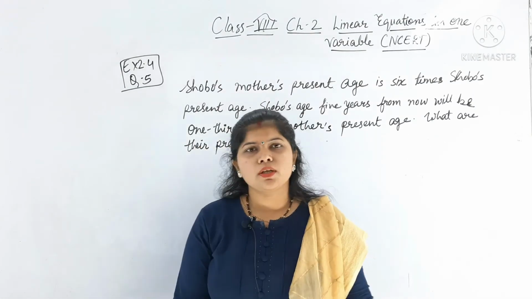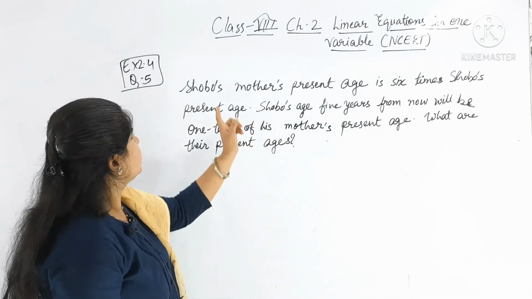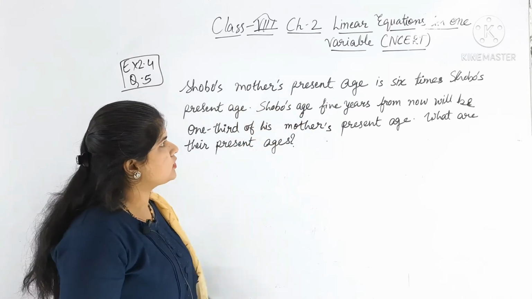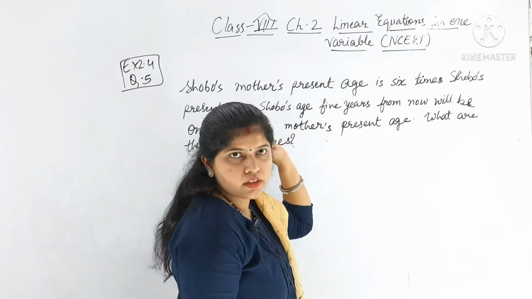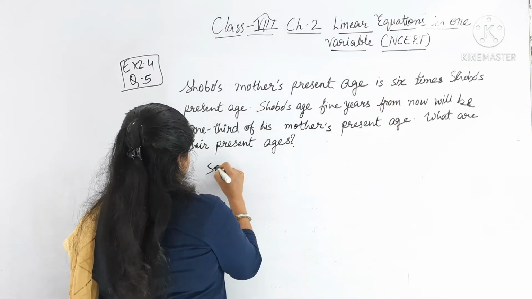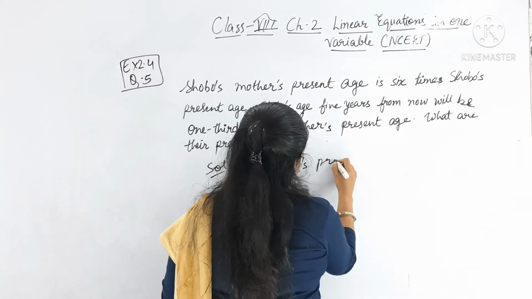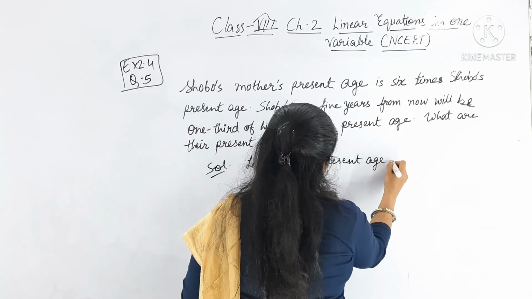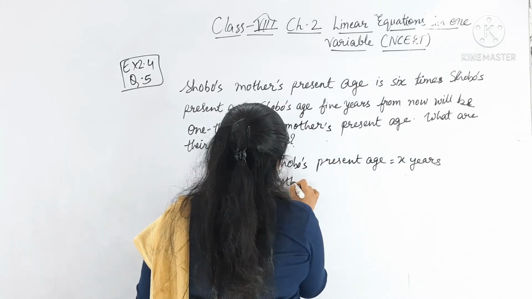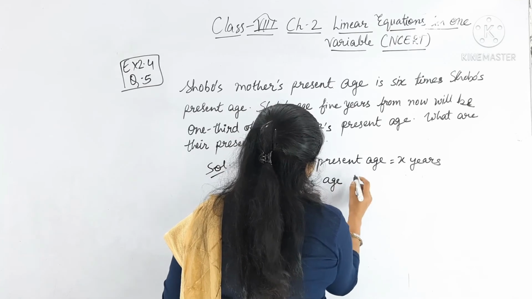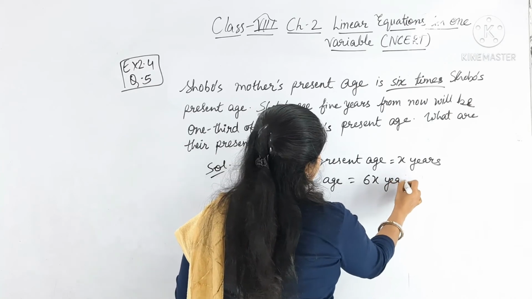Okay students, now let's see question number 5 of exercise 2.4. This is based on age. Here Shobha's mother's present age is 6 times Shobha's present age. So let Shobha's present age be equal to x years. So her mother's age is equal to 6 times that, that is 6x years, right?